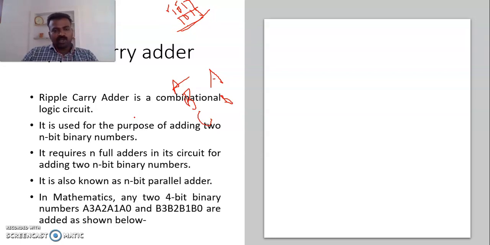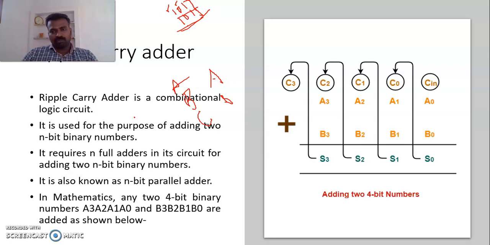In mathematics, any two 4-bit binary numbers, that is A0, A1, A2, A3, B0, B1, B2, B3, are added as shown below. See here, while adding two 4-bit numbers, first this Cin value is equal to 0. This is the initial condition. So while adding A0, B0, S0 will come as well as carry C0 will come. This is sum and this is carry. That carry is forwarded to the next position.